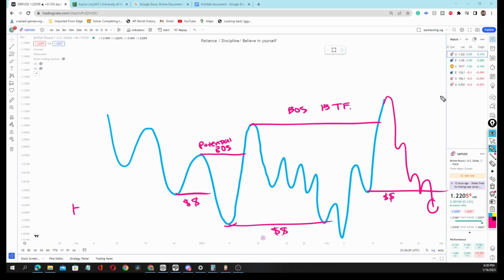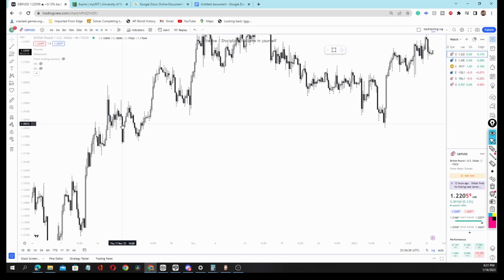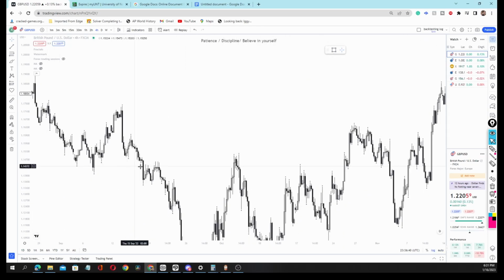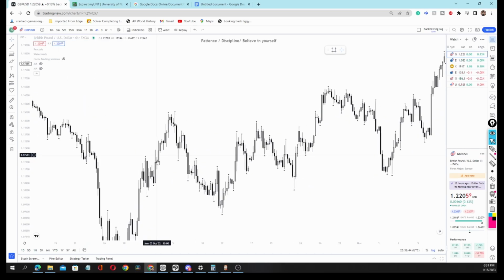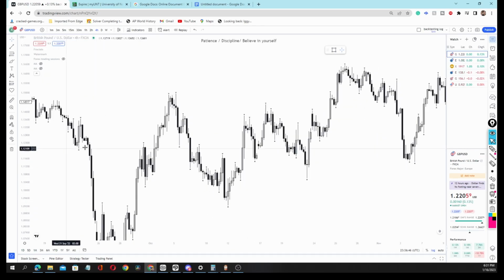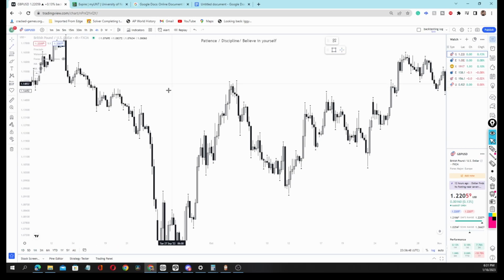Now let's get into some actual charts. So here I am right now, and I'm just looking at GBP USD, right? And I'm trying to ask myself what's happening and why it's happening. So let's get into this.